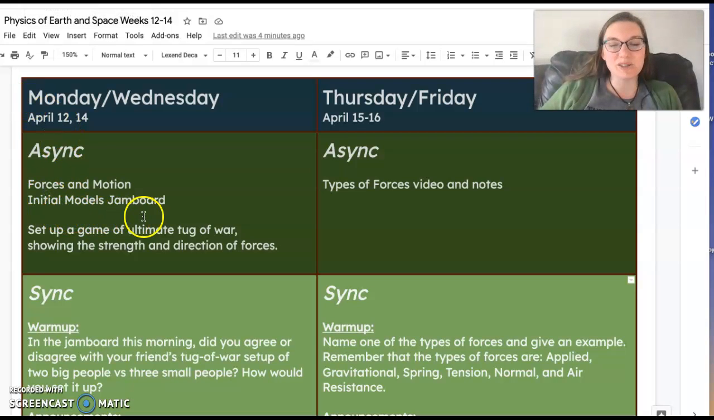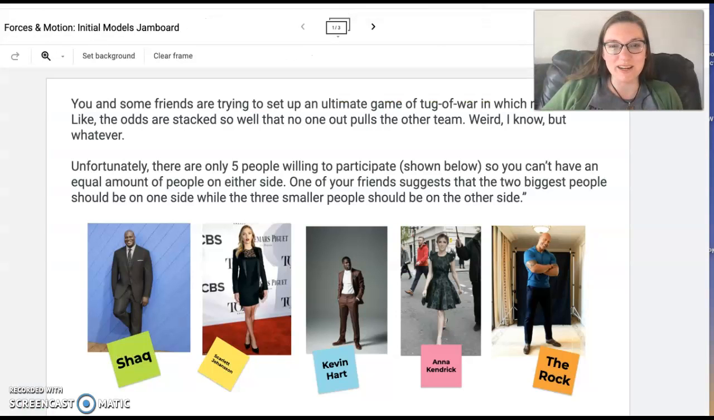So we're starting a unit on forces and motion, and to kick that off, we're going to do an initial models Jamboard where you're going to think about if you were going to organize the ultimate tug of war and you've got 5 friends of different sizes. How would you organize them to make it totally balanced so that nobody would be able to win?